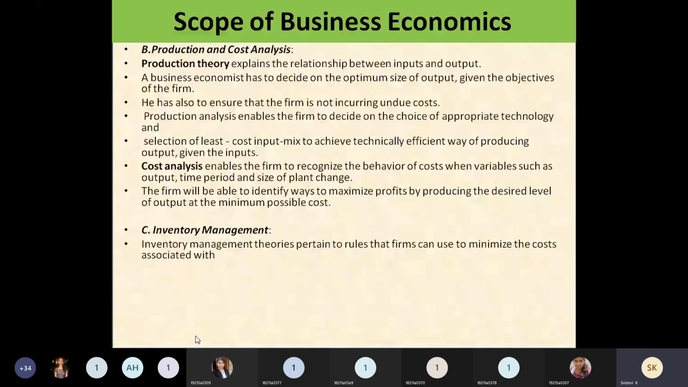So how to minimize the cost by holding minimum inventory without affecting your production. There are techniques which you can apply, and you can identify to what extent raw material should be stored. That means the minimum raw material that is required in your storage without affecting your production. All those techniques we will discuss in inventory management.